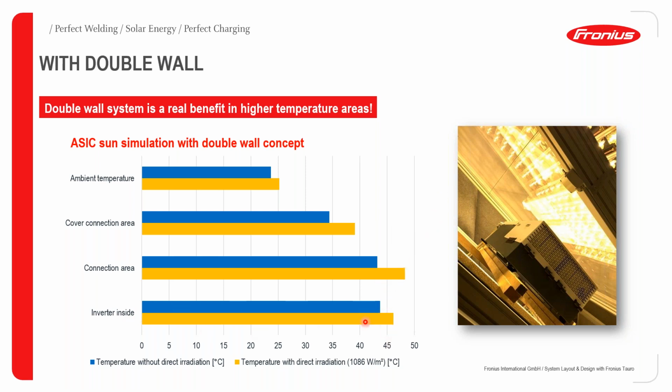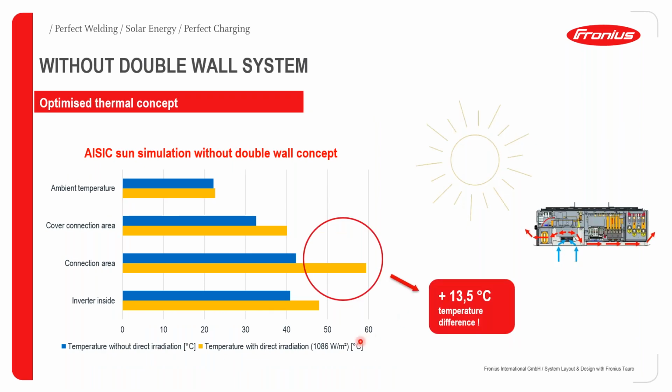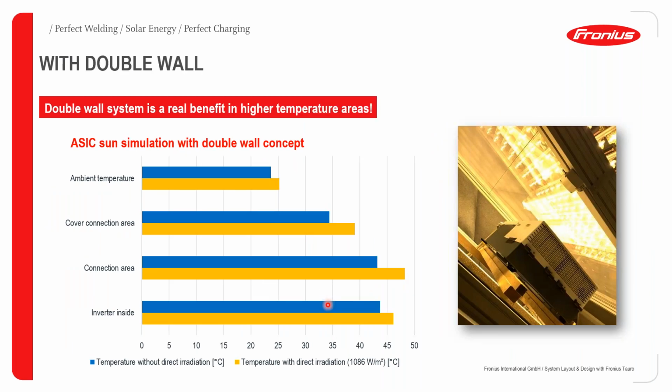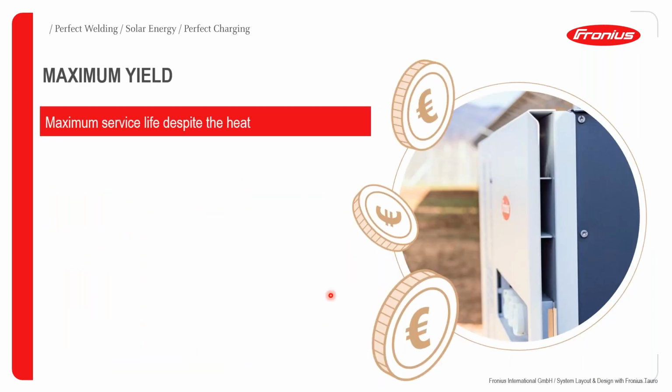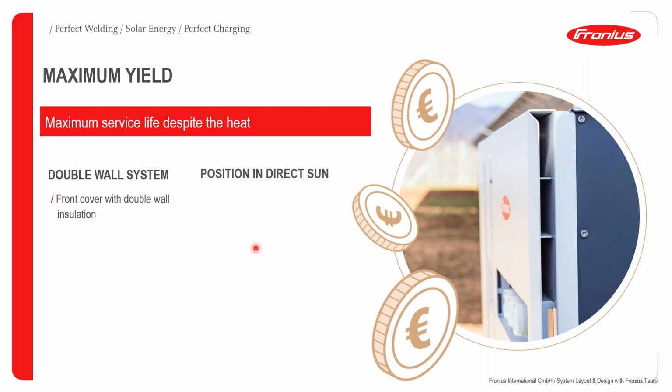So inside the inverter with a double wall, you can see that at this irradiation level, we are operating at just about 45 degrees Celsius. But without the double wall concept, we are approaching 50 degrees Celsius within the inverter. So because of the heat dissipation from active cooling and the double wall concept, the Fronius Tauro is going to guarantee you maximum service life despite the heat that the inverter is going to be exposed to.